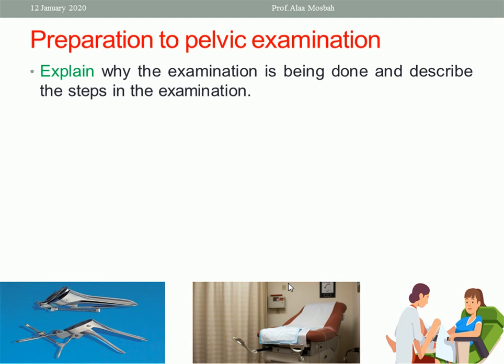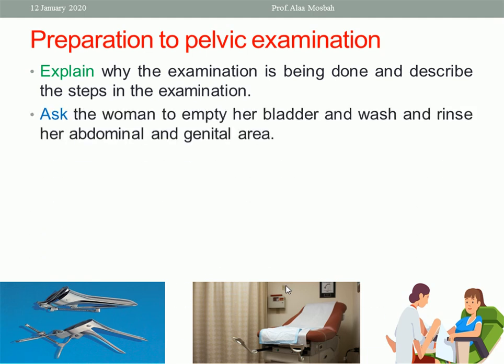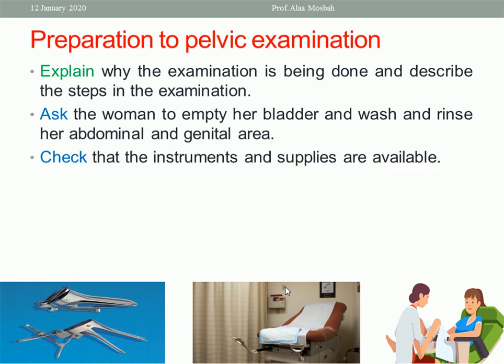Explain why the examination is being done and describe the steps in the examination. Ask the woman to empty her bladder and wash and rinse her abdominal and genital area for examination. Check that instruments and supplies are available like this. This is speculum, and all instruments needed should be ready. This is the examination table also ready.